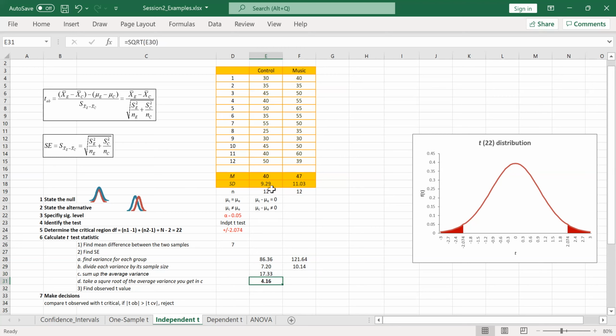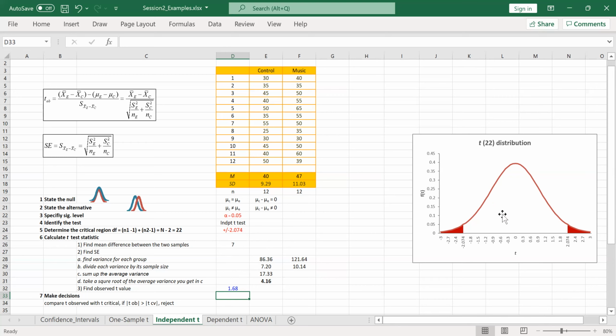And so for our data, this is the sample size and standard deviation we have. So that's the standard error. So next we're going to compare the mean difference against the standard error. So how many standard errors is the difference? So a 7-point difference for our data translated into the standard error is 1.68. So that's the standard error difference, which is not larger than 2.074.